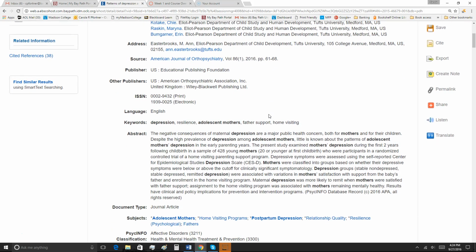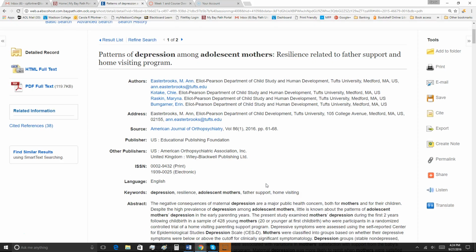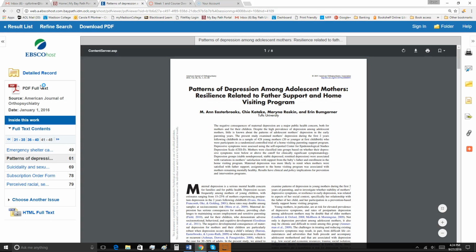So I'm going down to the abstract here, and I'm going to read. The negative consequences of maternal depression are a major public concern. They looked at groups of mothers, and they say that they found father support, home visiting program. Well, this sounds interesting. So what I'm going to do is click the full text and take a look at this article.